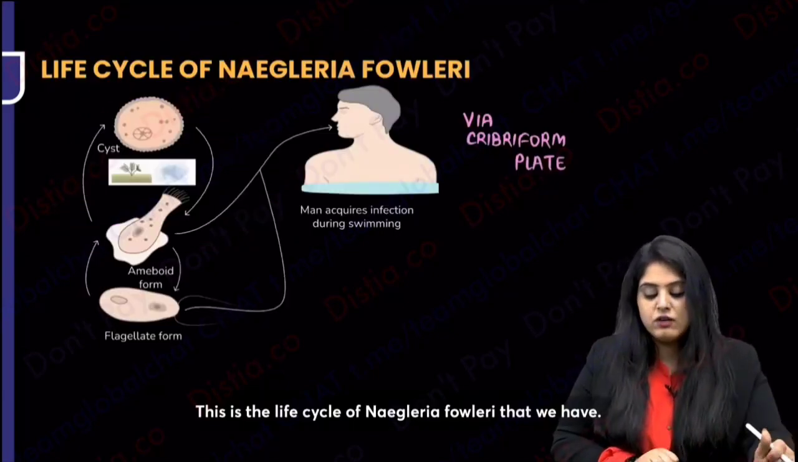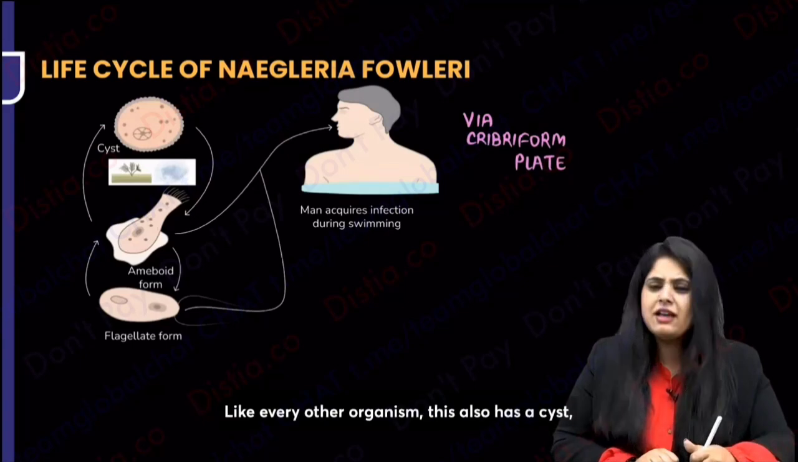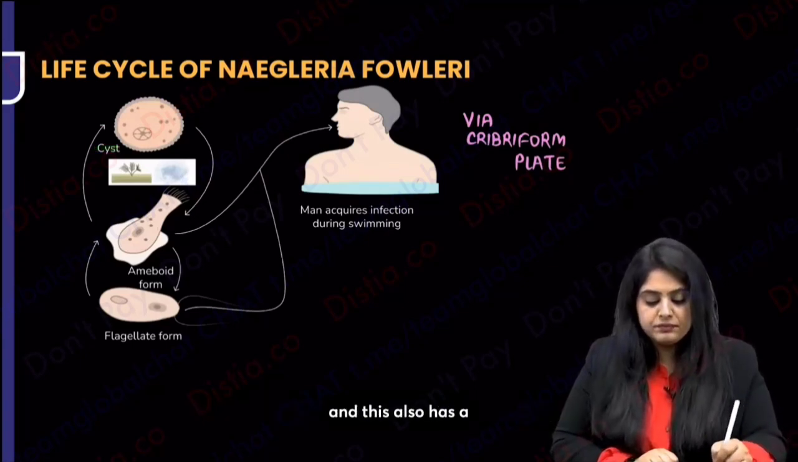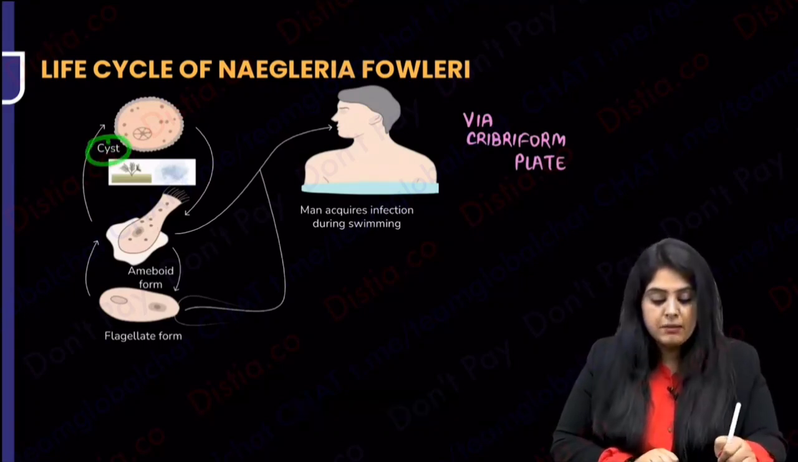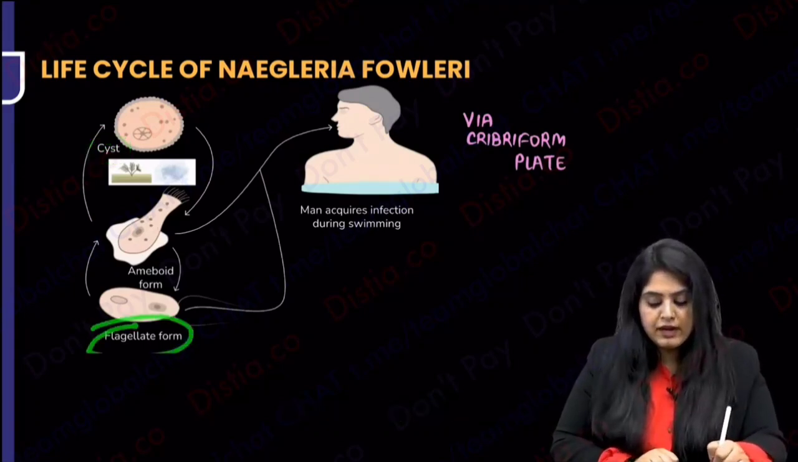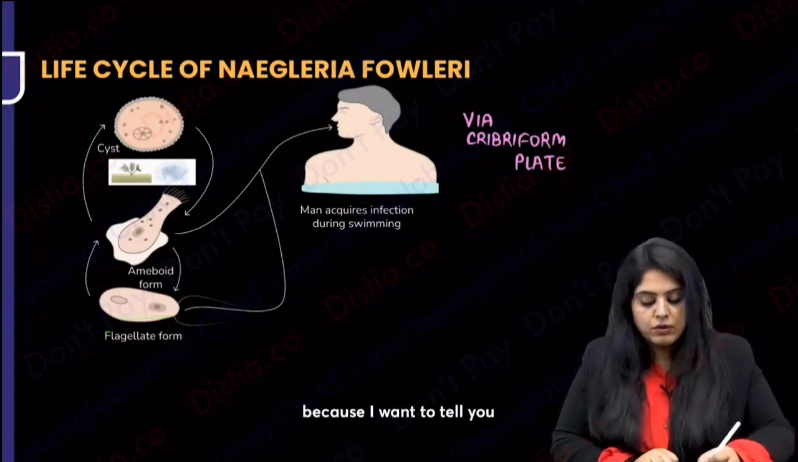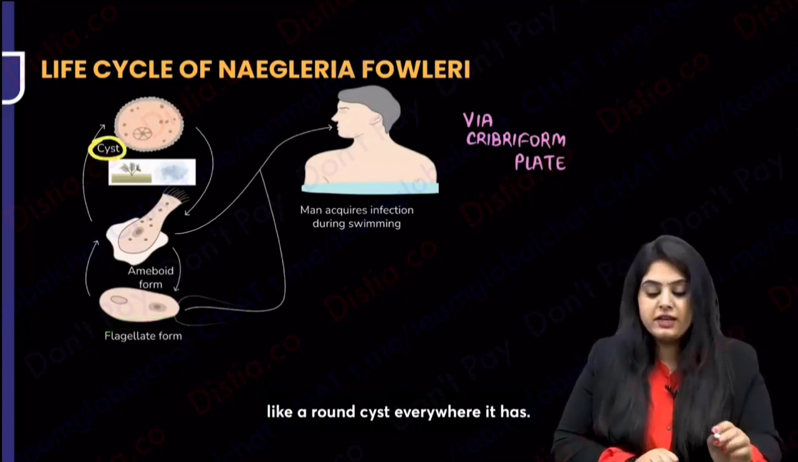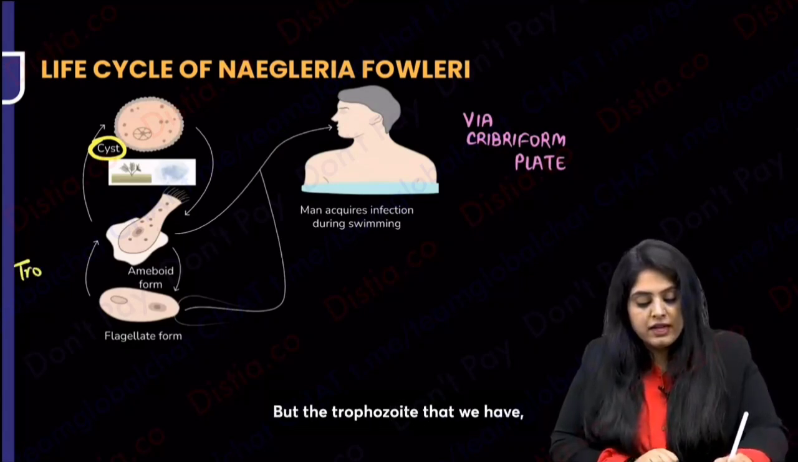This is the life cycle of Naegleria fowleri that we have. Like every other organism, this also has a cyst and this also has a trophozoite. But if you look carefully, I've written cyst over here, but in trophozoite, I've not written trophozoite. I have written flagellaform because I want to tell you that cyst looks like a cyst everywhere, like a round cyst. But the trophozoite that we have, that is known as the amoeboflagellate.